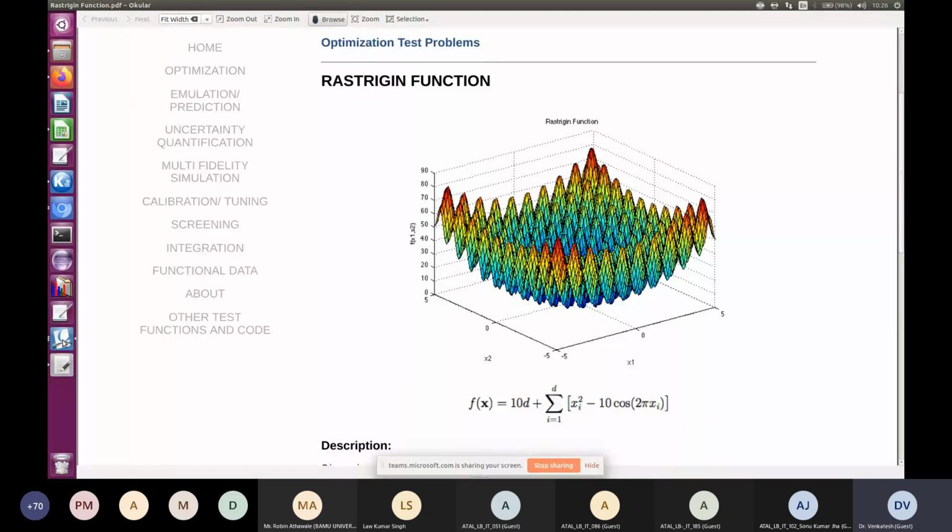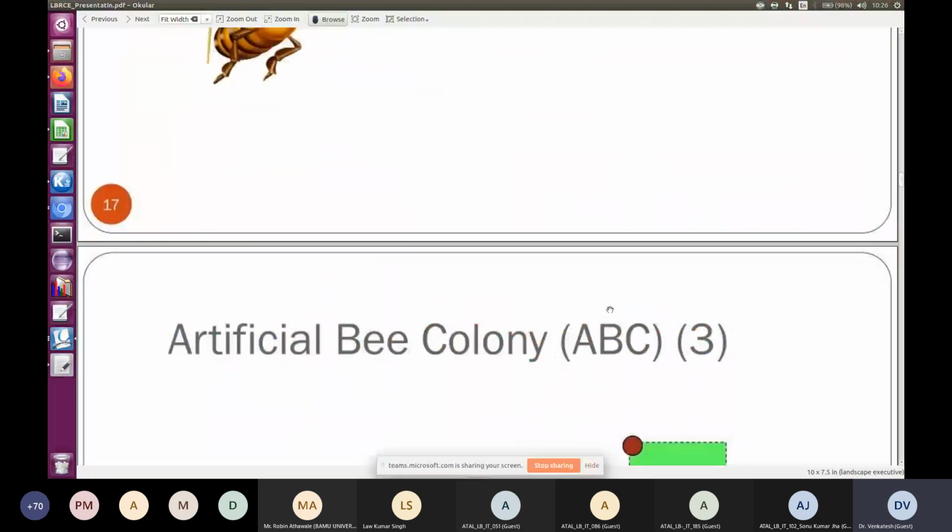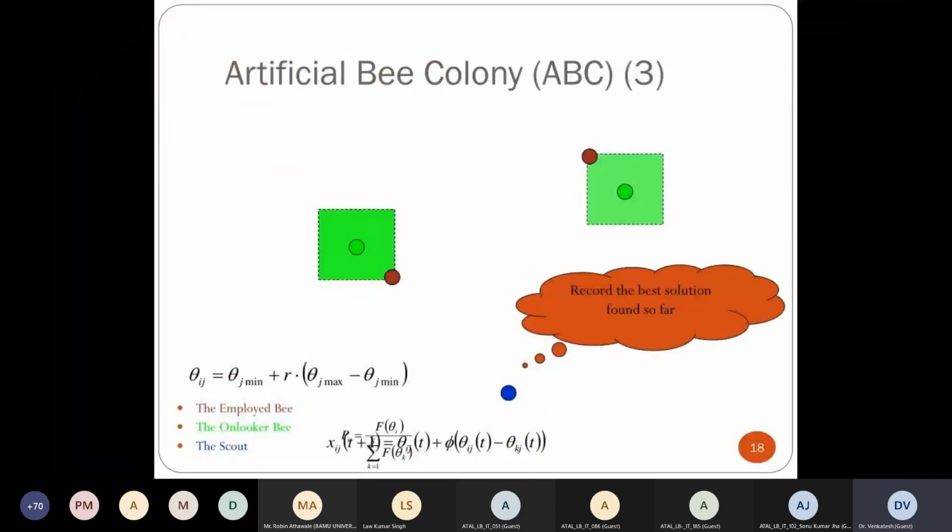Now we will see one of the combinatorial optimization problems and solve it by using ABC. So far, if you have any doubts, you can raise them. Okay, fine then.